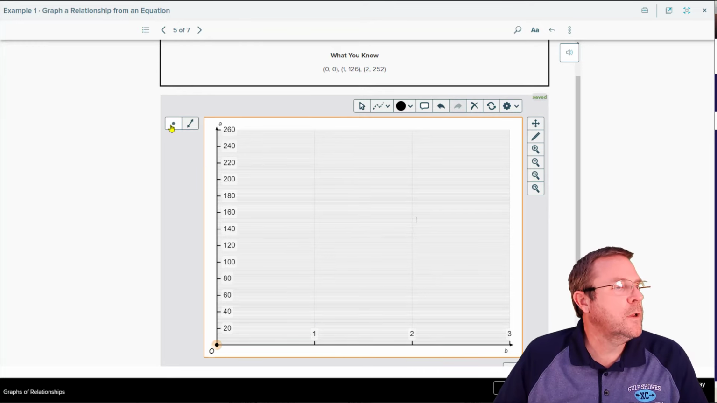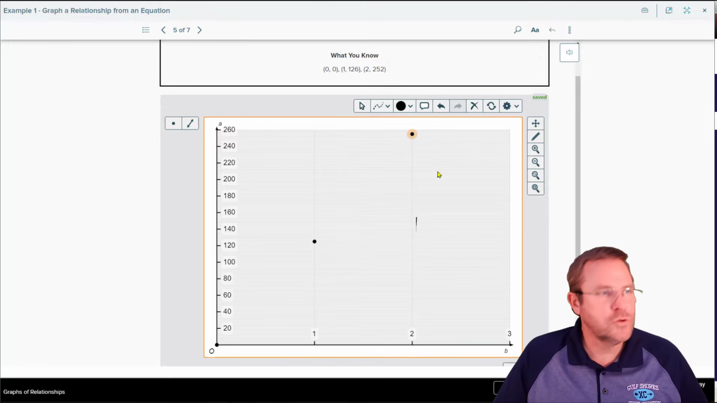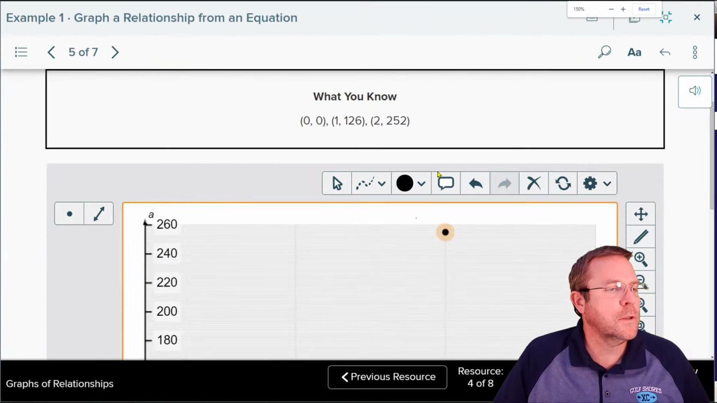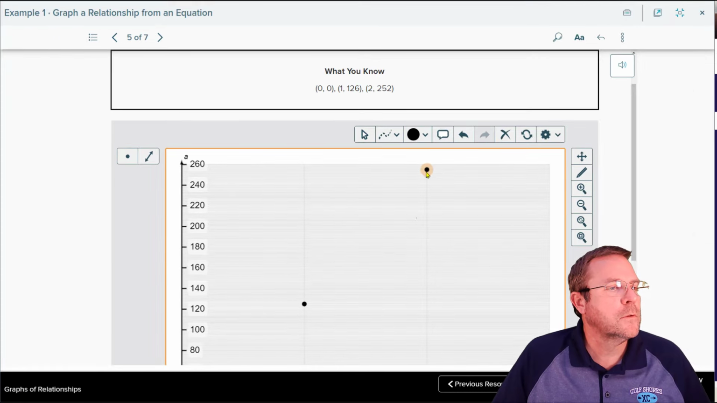The second point is going to be at 126, which is going to be right there. And our third point, well, that's going to take place at 252, which is almost, wait a minute, would not go that high? No, I can't see it. Let me zoom in here for a little bit. Whoop, not quite that much, that's a little crazy. I think that was 252 right there.